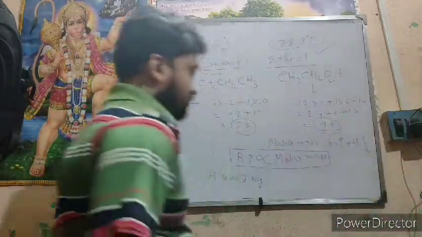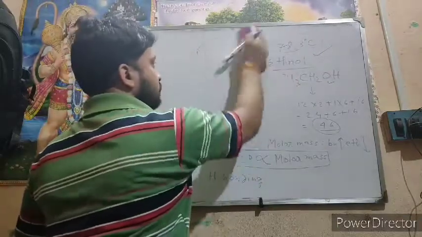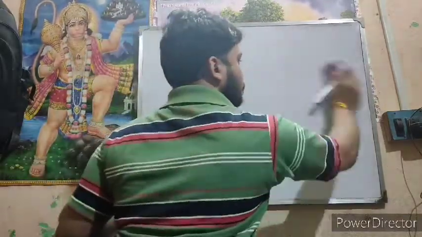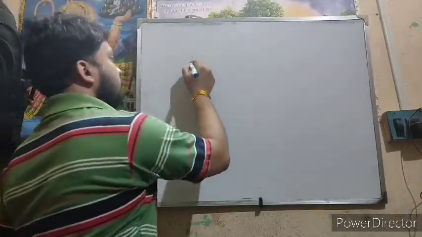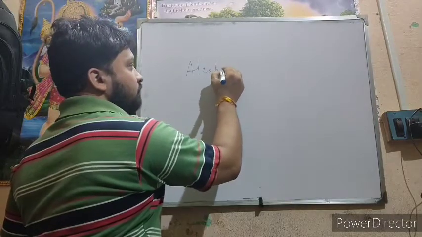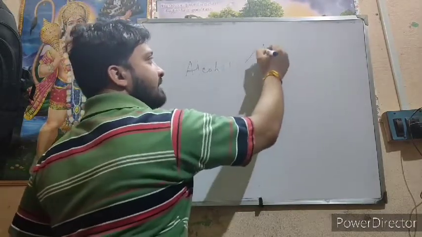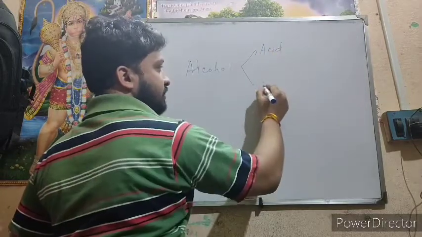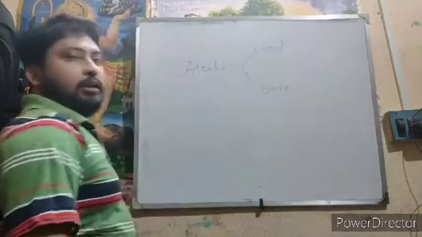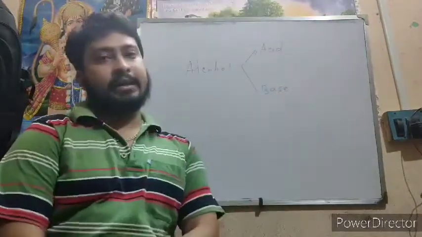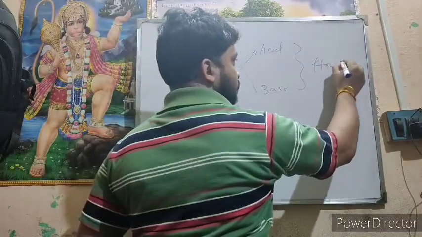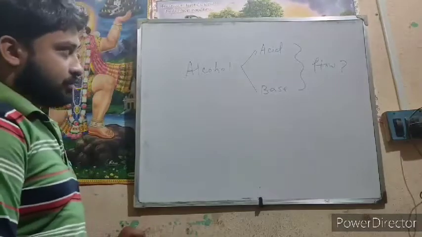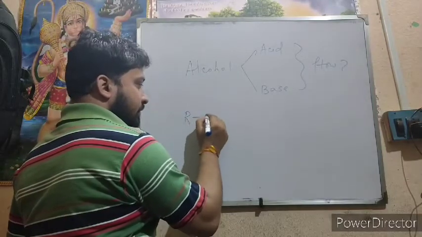Now, the second important question: alcohol shows both acidic nature and basic nature. Explain how. This is the second question. So I will give this answer with the reactions.